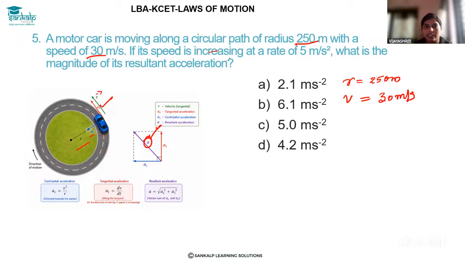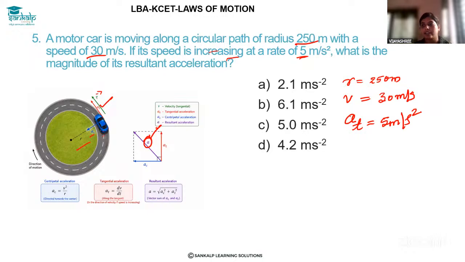The speed is increasing at a rate of 5 meter per second squared, which indicates the tangential acceleration. As I already said, tangential acceleration increases or decreases the speed along the path. So here the speed increases at a rate, meaning tangential acceleration at is equal to 5 meter per second square.